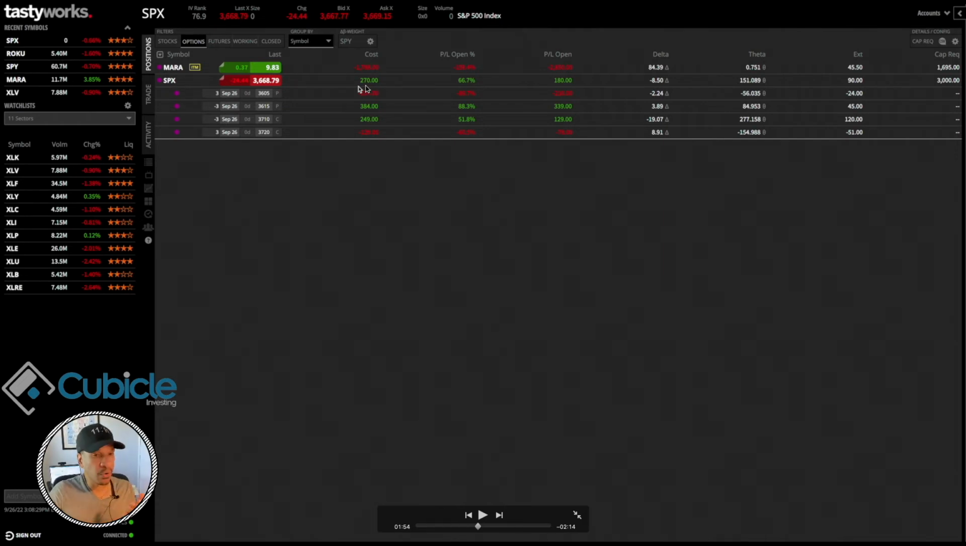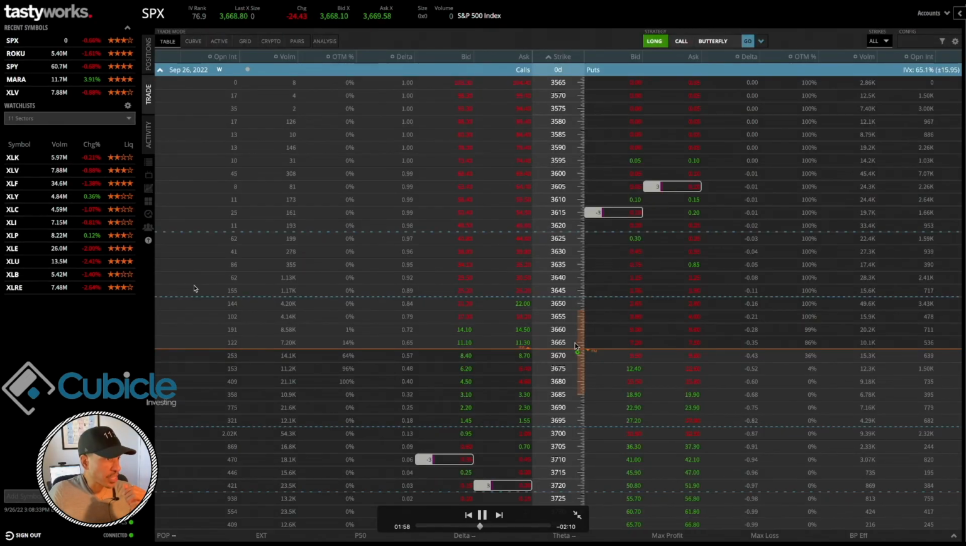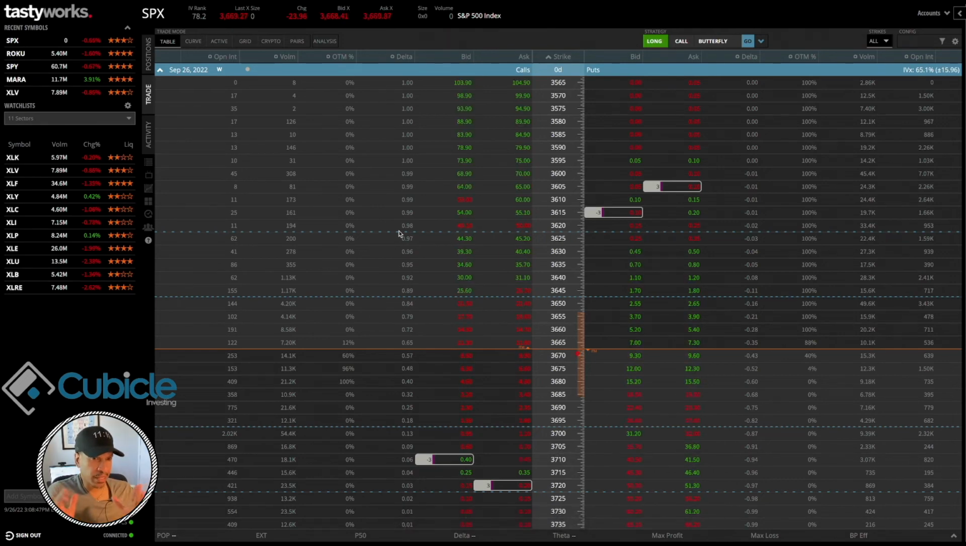But I allowed this trade to run all the way until 4 o'clock because I wanted the entire $270. The price is exactly where I need it to be, right in between my short strike on the put side and my short strike on the call side. I'm not in danger of losing any money, so I'm just letting the trade run its course.